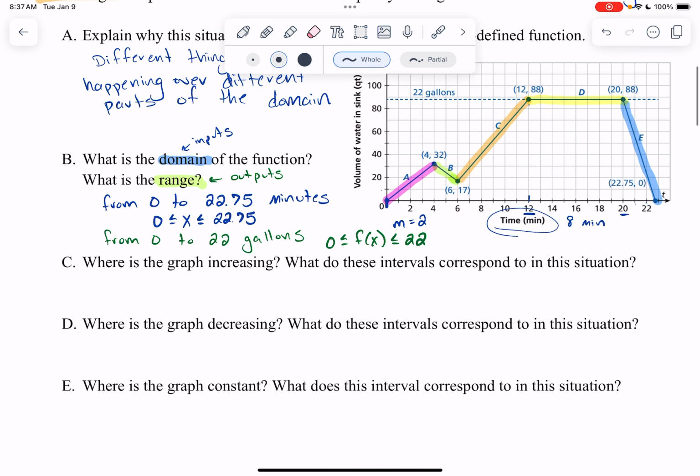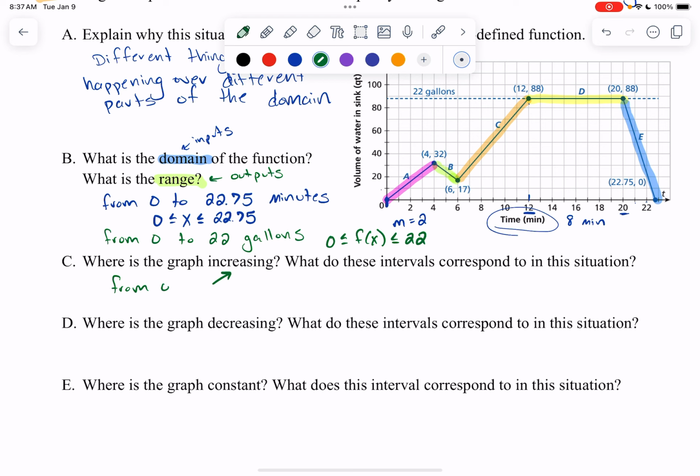Where is the graph increasing? Increasing, going up. So we want to be going up. Where is it increasing? So it's increasing on this pink section here. So from an x from 0, again, we describe it using x from 0 to 4. So it's increasing from 0 to 4 minutes. And it's also increasing on this interval here from 6 to 12 minutes. That is where it's going up.